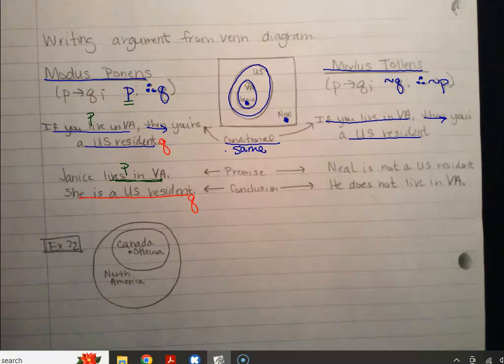All right. For modus tollens, it's different. We say Neil is not a US resident. So here was the conditional, if you live in Virginia, then you're a US resident. Remember, this was our Q. Well, now we're saying not Q.